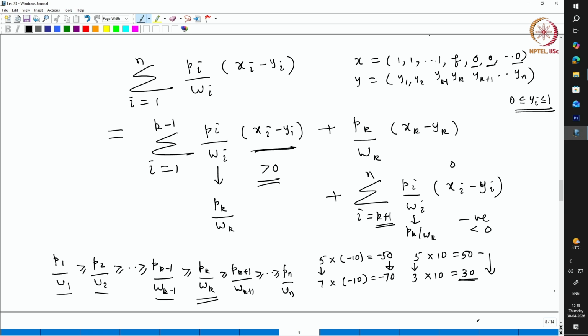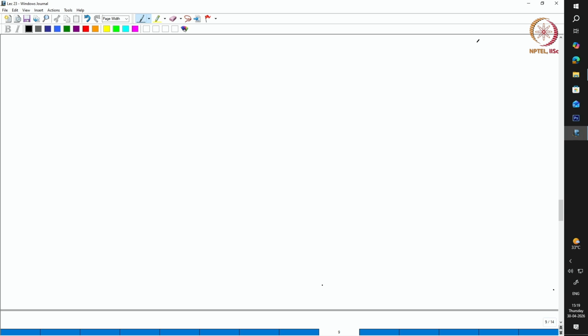It is becoming smaller in the first sum with one logic, and in the second sum with a slightly different logic, but they do become smaller term by term. Okay? This is what we are going to use. In other words, the constant Pk by Wk will work for us. So we will now summarize.